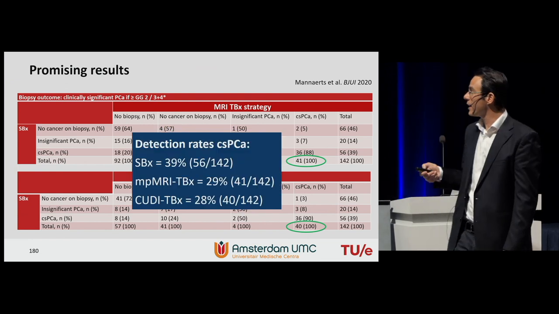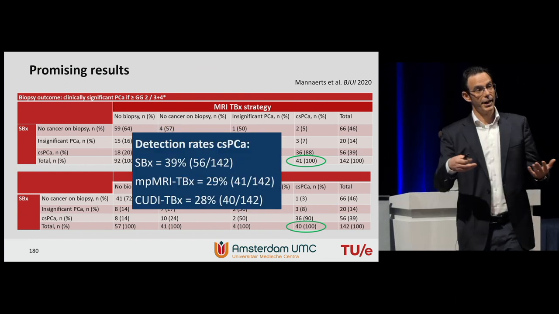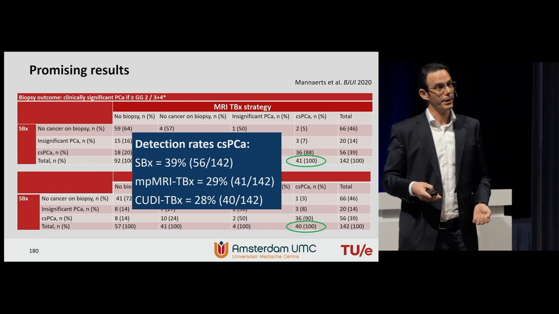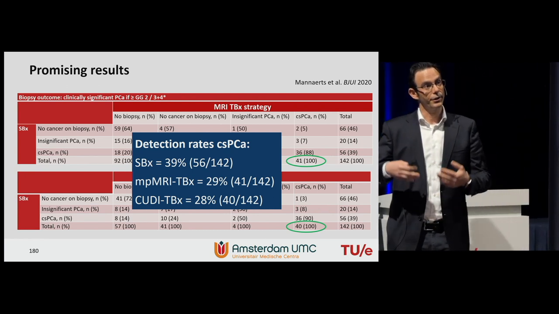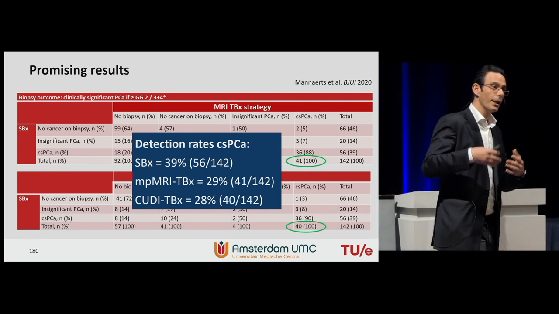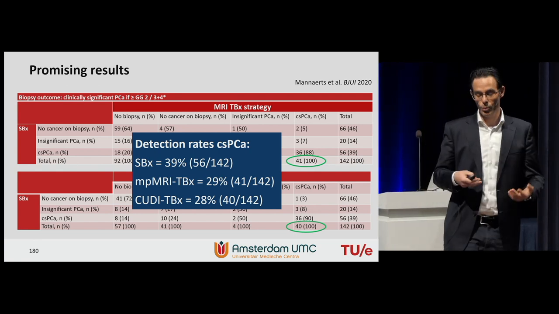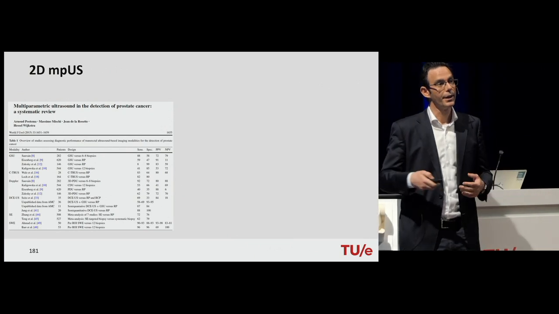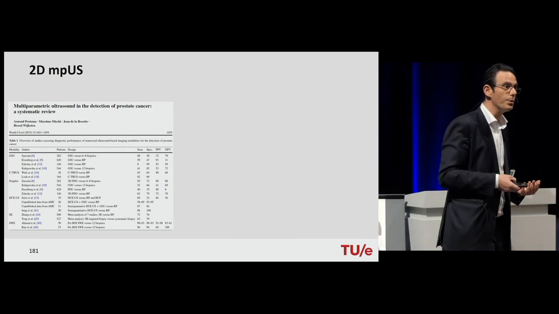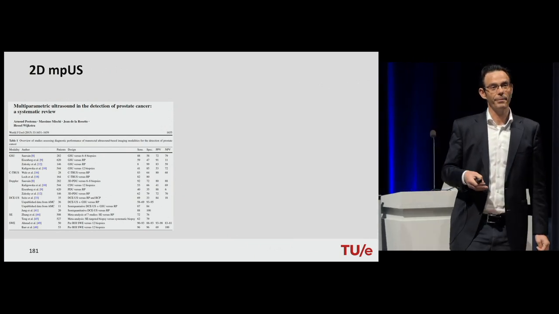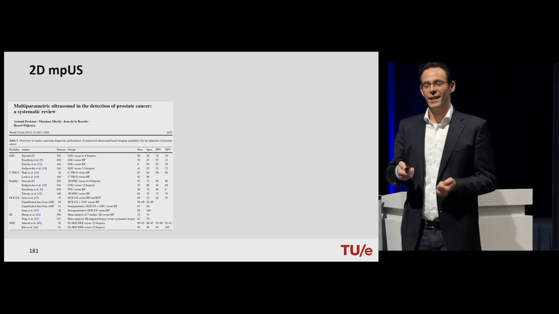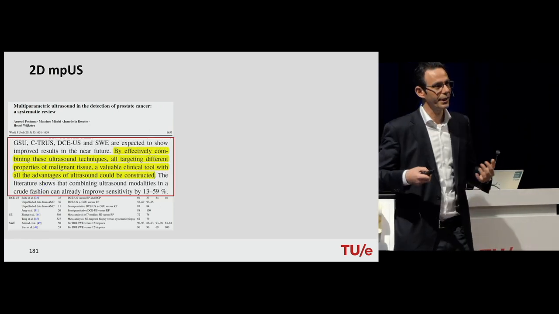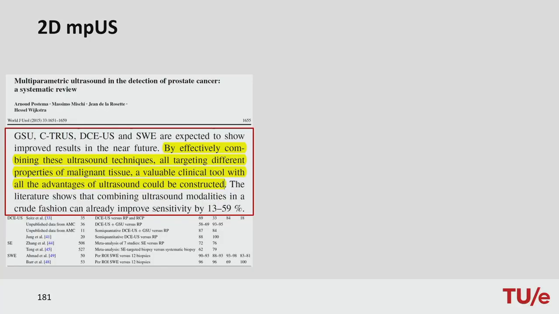Well, in general, what we observe is that, yes, the detection rate is good, it's similar to multiparametric MRI, but systematic biopsies still did better. So there is room for improvement. And it was back in 2015 that we wrote this systematic review of all the possibilities that are given by ultrasound. And in fact, the major benefit that we could achieve was when we could combine all this complementary information in order to boost our diagnosis.